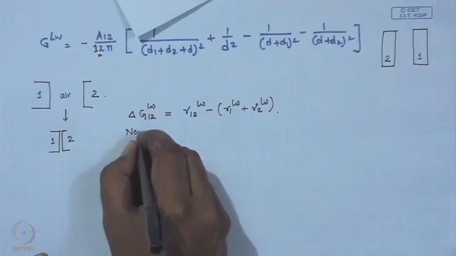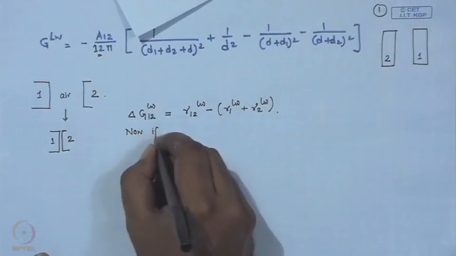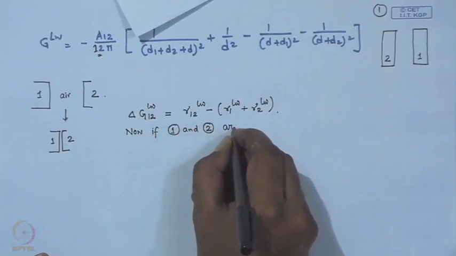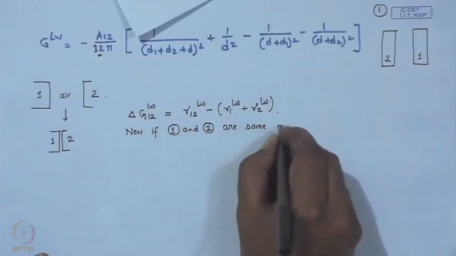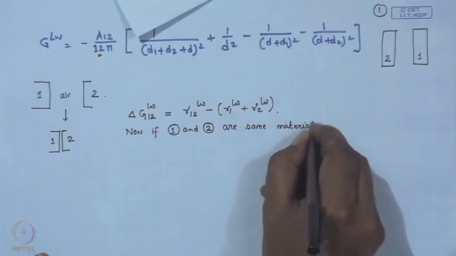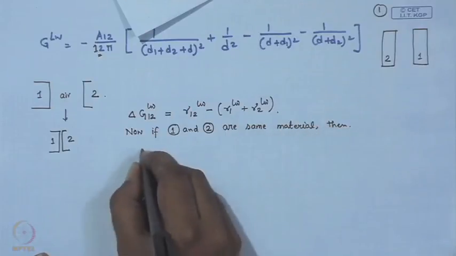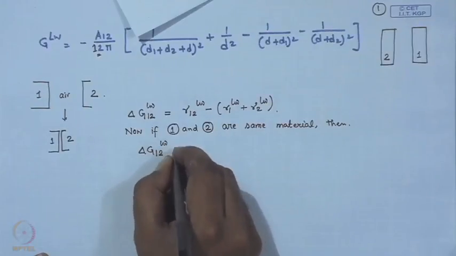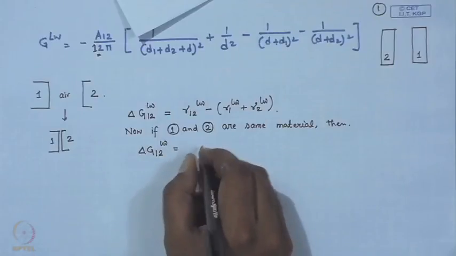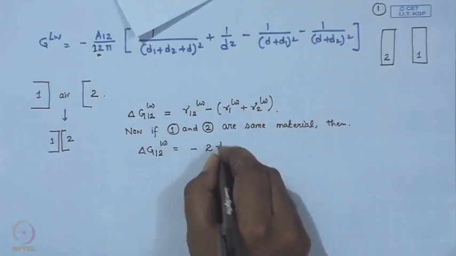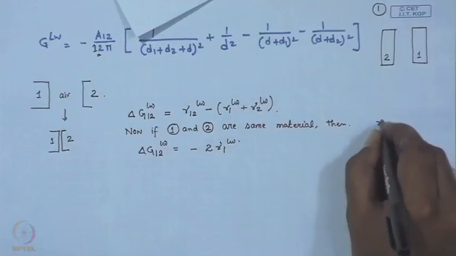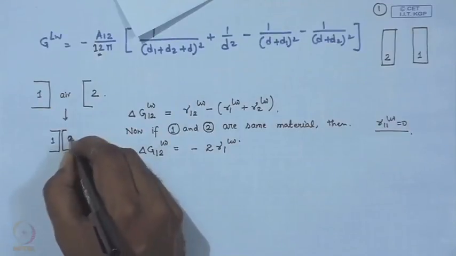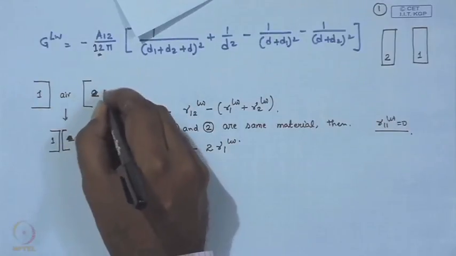Now, if 1 and 2 are the same material, then we have gamma 12 LW equal to 0, so the expression becomes minus 2 gamma 1 LW. So, in that case the situation gets transferred to something like this.